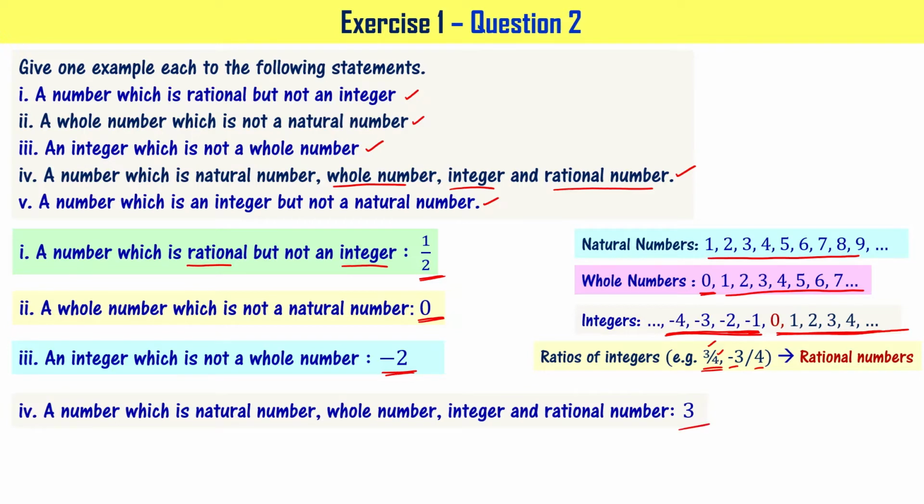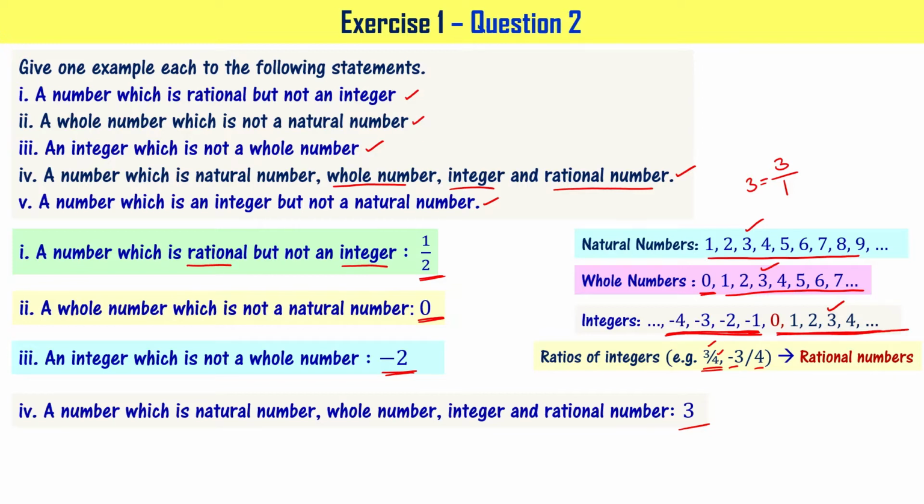For example, if you look at number 3, it is there in natural numbers, whole numbers and integers. And for rational numbers, I can write it as 3 by 1, right? Number 3 is equal to 3 by 1, right? For that reason, it is also part of rational numbers, right? So you can write 2, you can write 5, you can write 8.